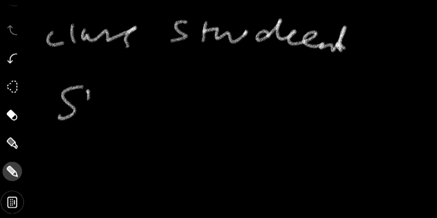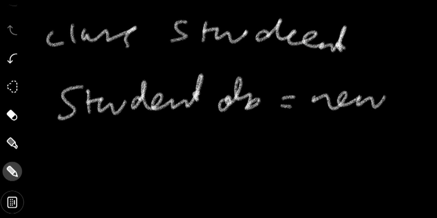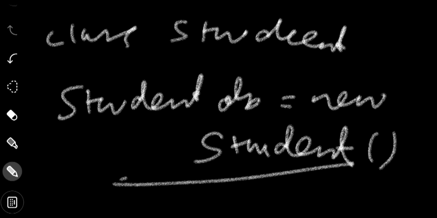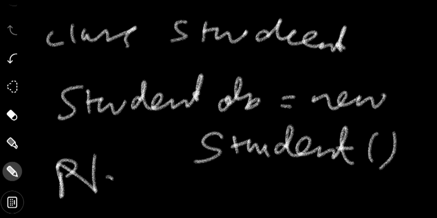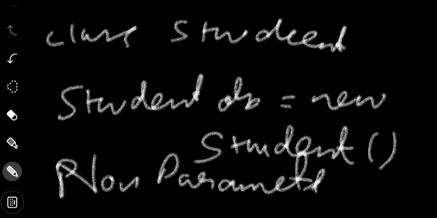So since there are no arguments involved, let's say a class is defined as class student, and I want to create an object. So student ob is equal to new student. So in here, whenever I call this constructor, I don't specify any parameters or arguments within it. So this is also known as default constructor or non-parameterized constructor, because there are no parameters involved. Okay, so this is one.